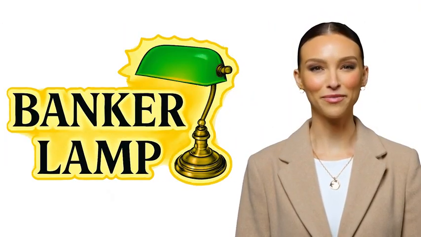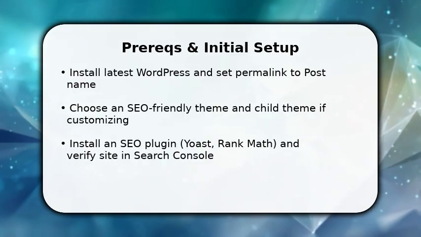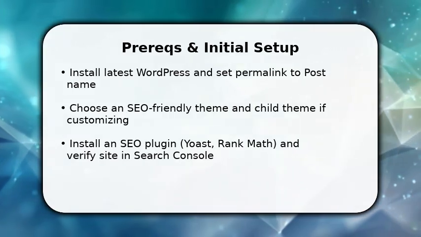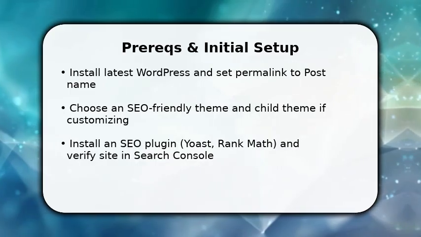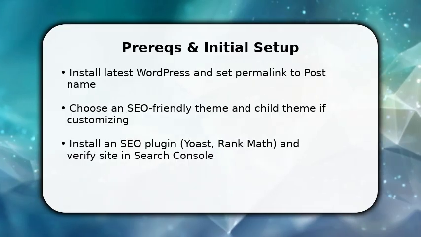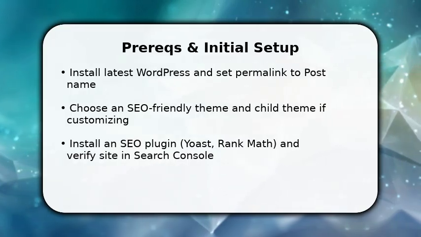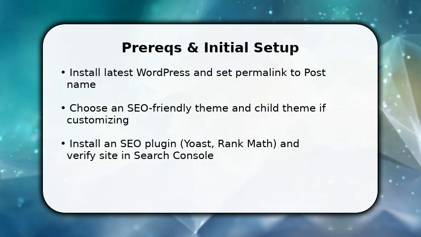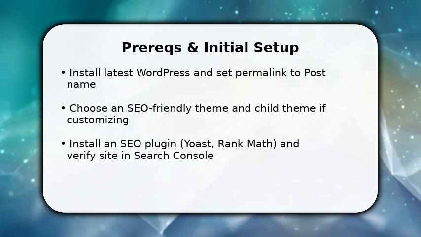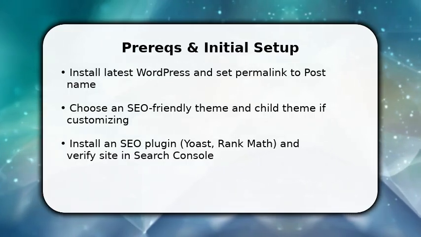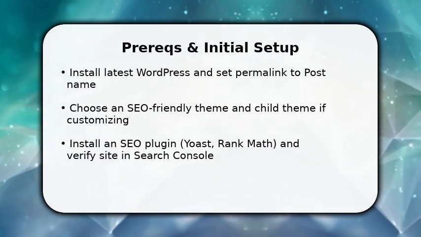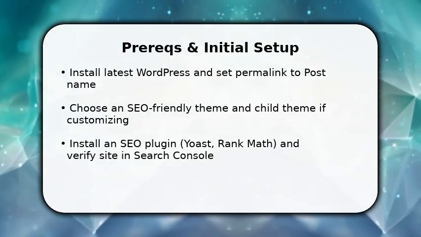You start by confirming essentials. WordPress is up to date and permalinks use postname. Next, pick a lightweight, SEO-friendly theme and create a child theme if you will edit templates. Install an SEO plugin like Yoast or Rank Math and connect the site to Google Search Console. This gives indexing data. Once done, open the plugin setup wizard and apply recommended settings so your homepage title, meta, and sitemap are configured before creating content.